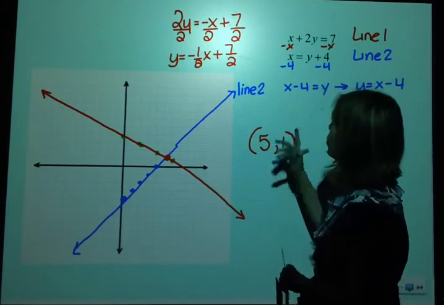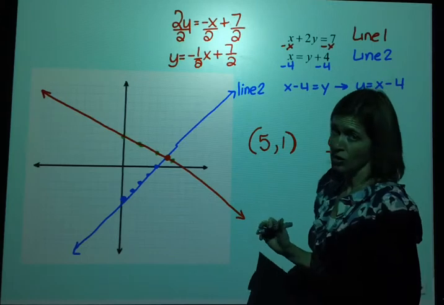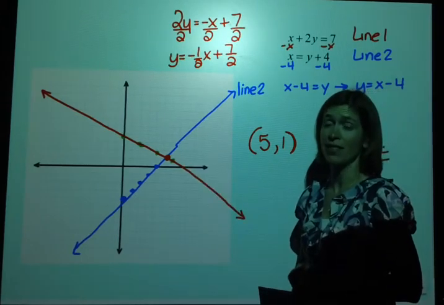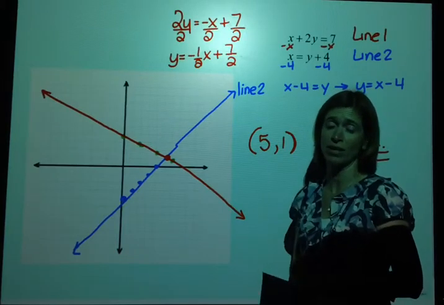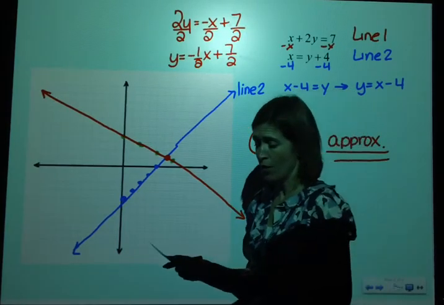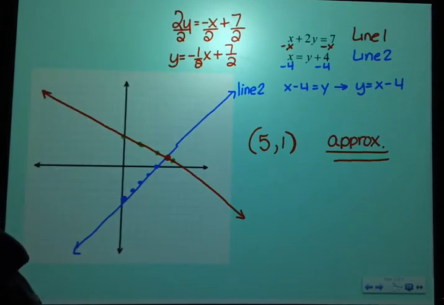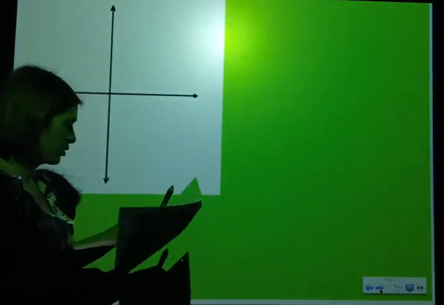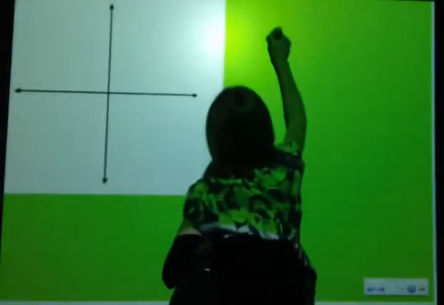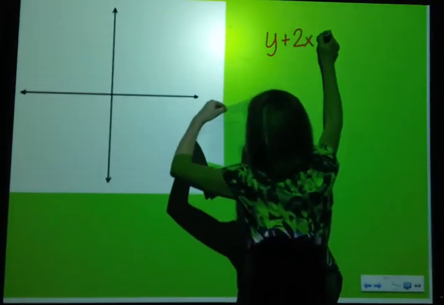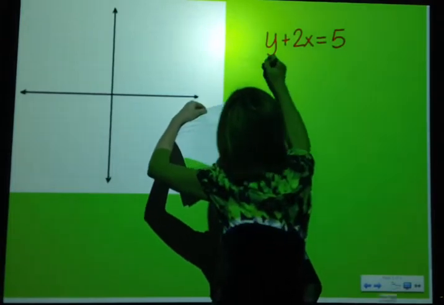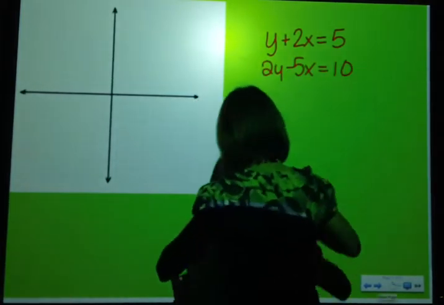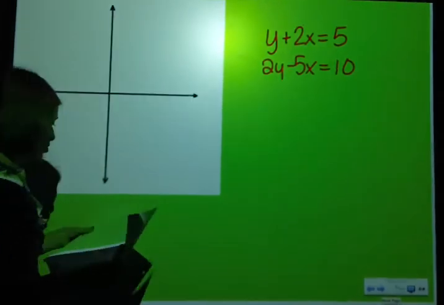All right, so what did we do? We graphed both of the lines using any method you want, and you just find the point of intersection, and that is the solution to a system of linear equations, okay? All right, let's do another one. Okay, so the next one that we're gonna look at is y plus 2x equals 5 and 2y minus 5x equals 10, okay? All right, so let's do it.